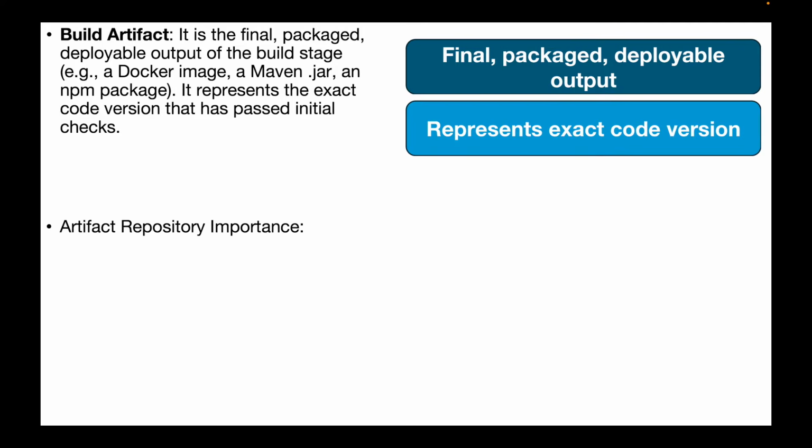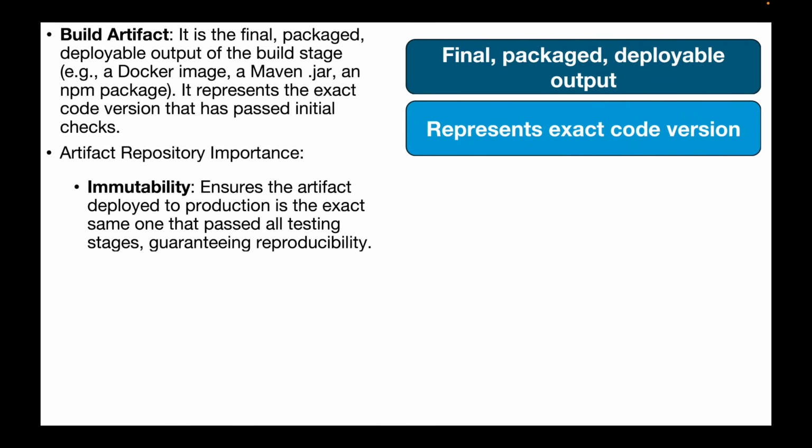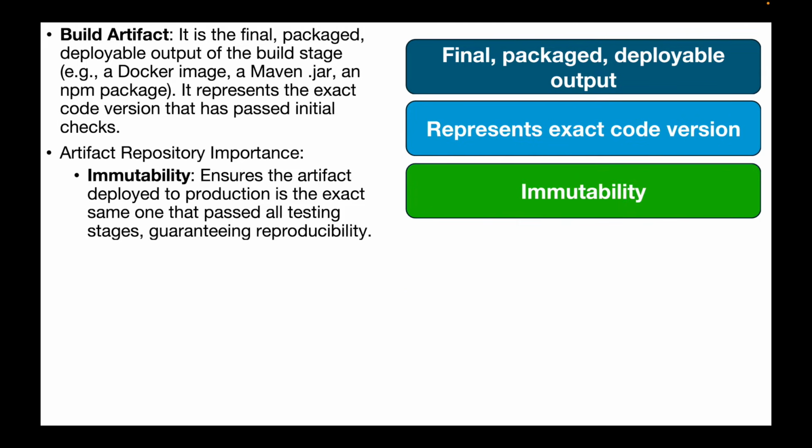Now, why is an artifact repository important? One, immutability. This ensures the artifact deployed to production is the exact same one that passed all the testing stages, and this guarantees your reproducibility. So whatever you have in your staging, the same will be deployed in your production.